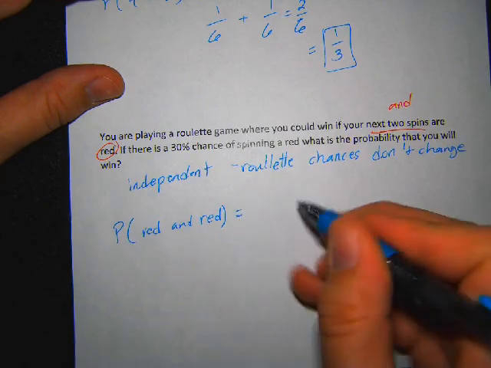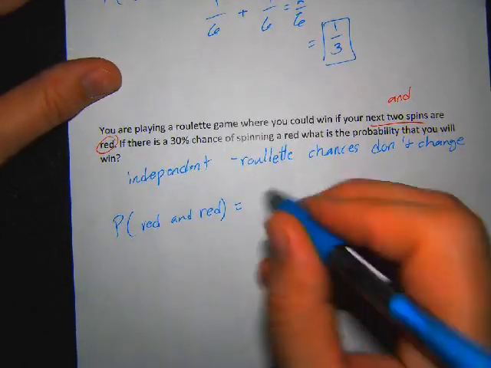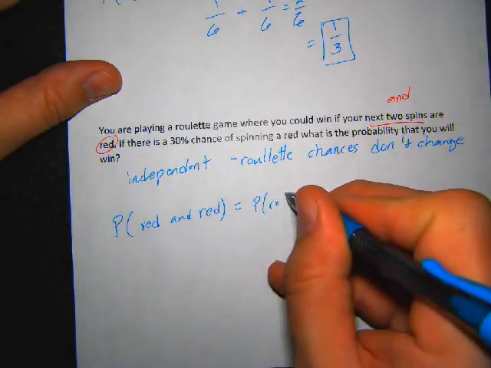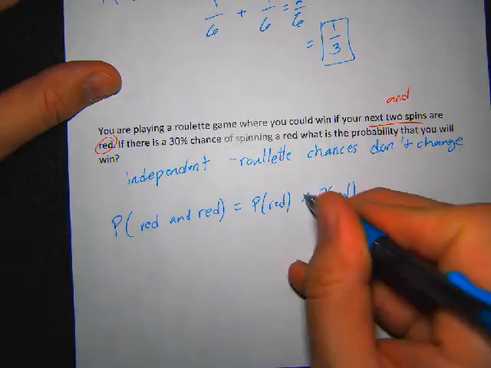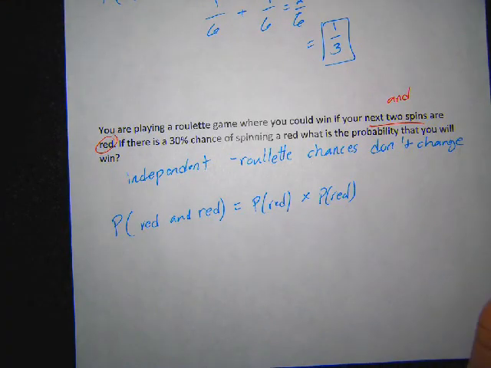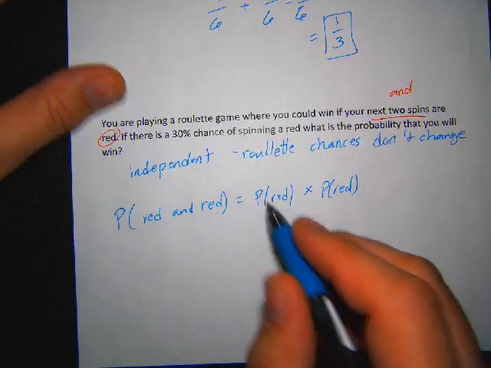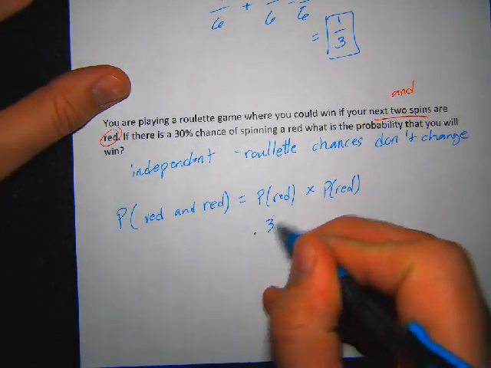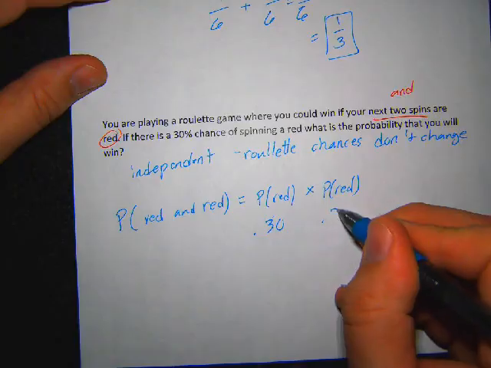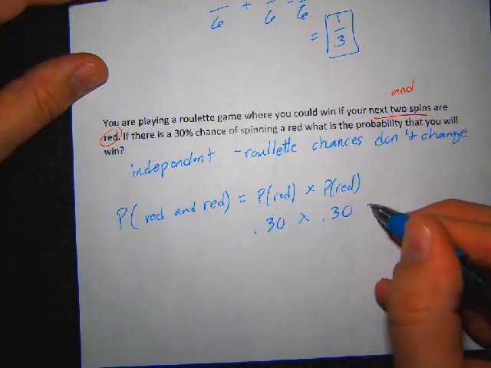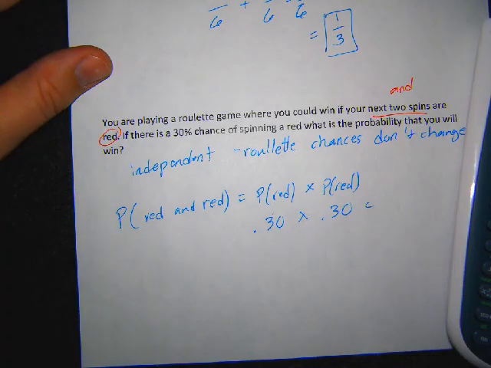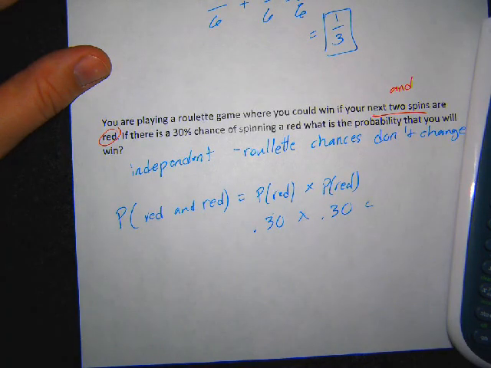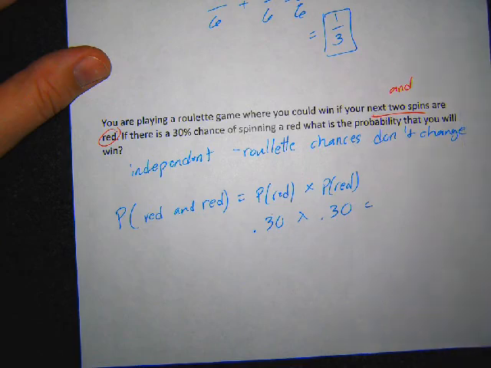Remember, with independent, and multiplication, we just find the probability of the first one red, and the probability of the second one red, and we just multiply. No given here because we're not changing probabilities. It's not dependent, it's independent. First chance, we have 30% chance, or 0.30. Second one, still 30% chance. Chances don't change from spin to spin. So we get 0.30 times 0.30, which I think is 0.09, but I'll double check. 0.30 times 0.30. Yeah, I get 0.09.